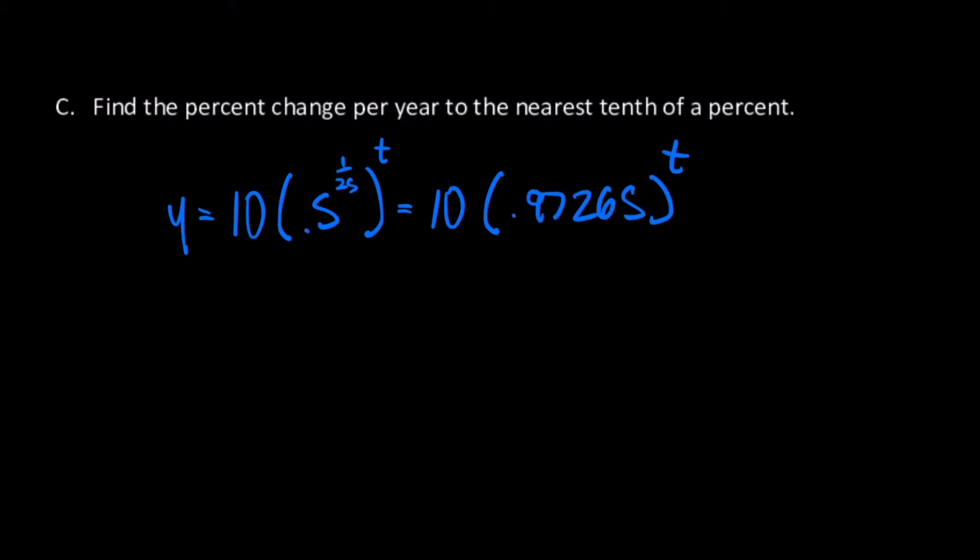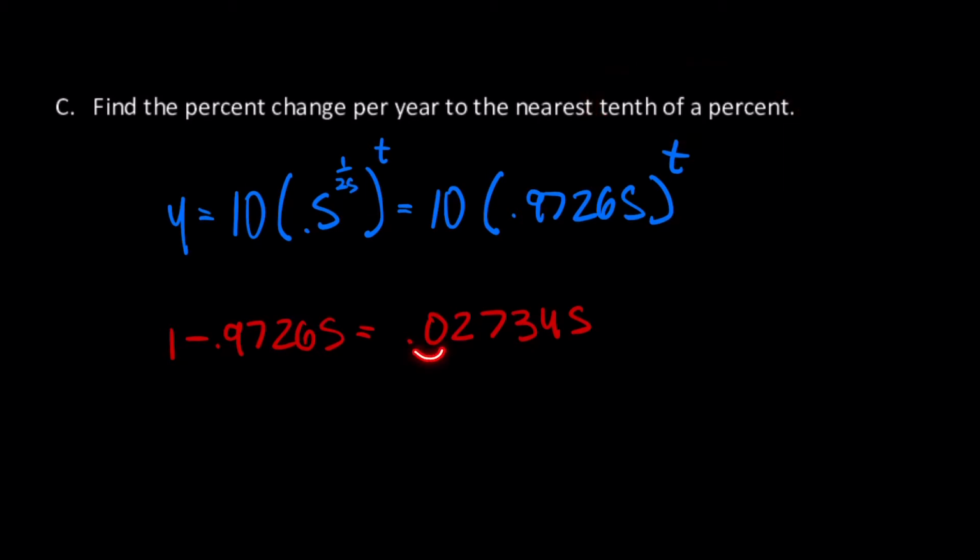That's going to be 10 times 0.97265 to the t. So your percent change, remember, is how far this growth factor is from 1. So usually when it's less than 1, it's a little bit more challenging. What I would do here is take 1 minus 0.97265. That gives me 0.02735. To the nearest tenth of a percent.